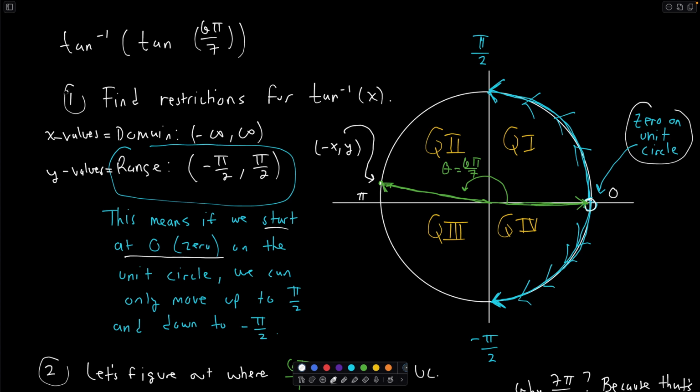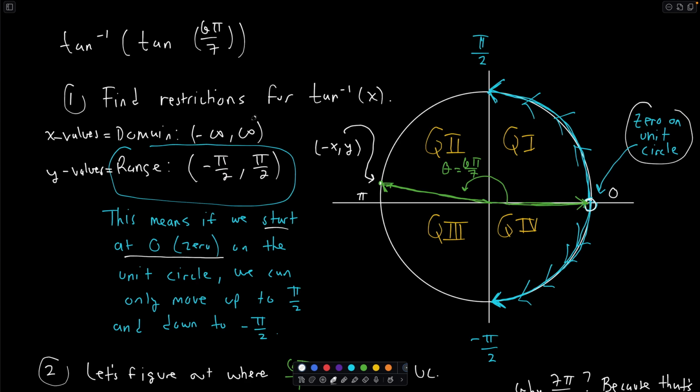The first thing you want to do is find the restrictions for tangent inverse x. This is what they gave us. We know the domain is negative infinity to infinity, and the y values, which is the range, are negative pi over 2 to pi over 2. This is what we discussed, right? Like, how do we know which direction we go, or whether it's in these two quadrants or these two?